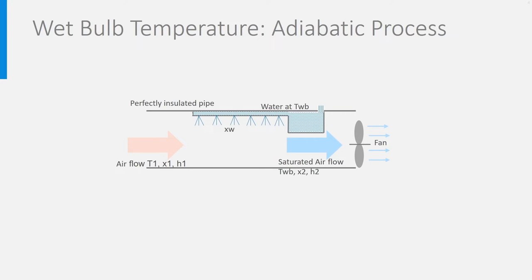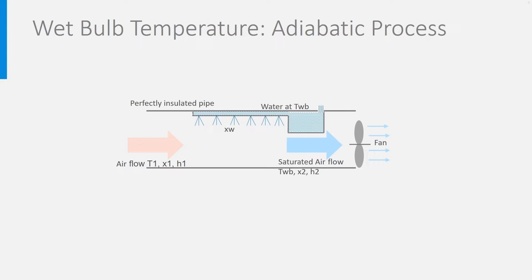By definition, the wet bulb temperature of air at a certain pressure, temperature T1 and absolute moisture content X1, is the saturation temperature TWB that the air would achieve when absorbing adiabatically as much water as needed to reach saturation, under the condition that the water is already at wet bulb temperature. The picture illustrates the definition.